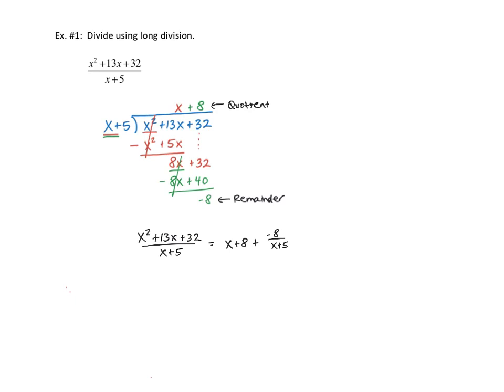Sometimes we'll also write this using what we call our division algorithm, as you'll see on the next page in the notes. So we could also say that x squared plus 13x plus 32 is equal to x plus 5 times x plus 8 minus 8. So this is our original dividend is equal to the divisor times the quotient plus the remainder. So in this case, plus a negative 8. So you could check that if you FOILed that out and subtracted 8, that it would give you that original polynomial that we started with in the numerator.